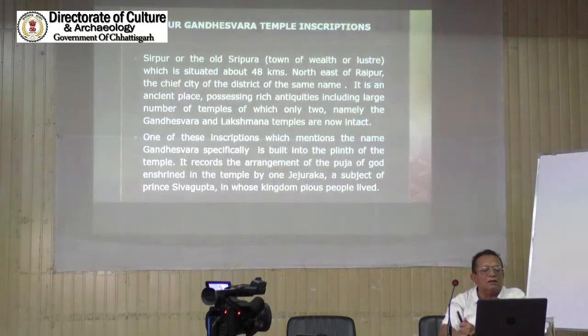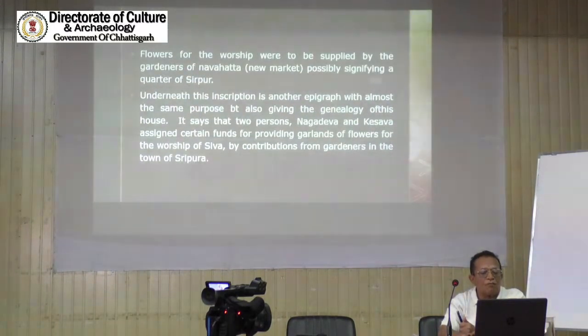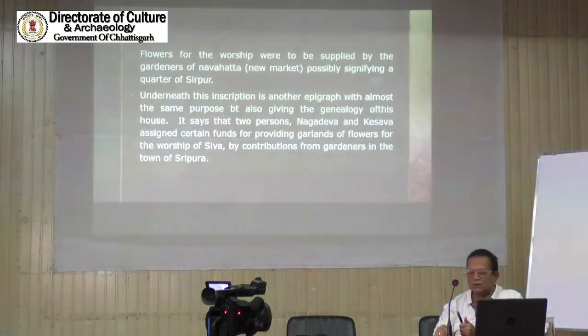So certain temple, Gandheshwara temple, which the other day Prabhat Singh was mentioning in my talk. The puja of the God enshrined in the temple by one Jejurka, a subject of the prince Shivagupta. So this, about when I was talking about the guild, this inscription is very important as far as the florists who make flowers and offer them to the god. They perhaps had a community group by themselves, providing garlands for the god. Two persons, Nagadeva and Kesha, assigned certain funds for providing garlands of flowers for the worship of Shiva. This inscription highlights the contribution of gardeners in the town of Sripura. So this is the thing.